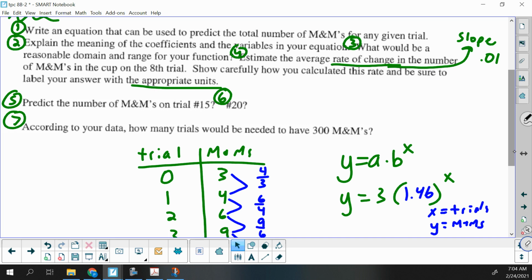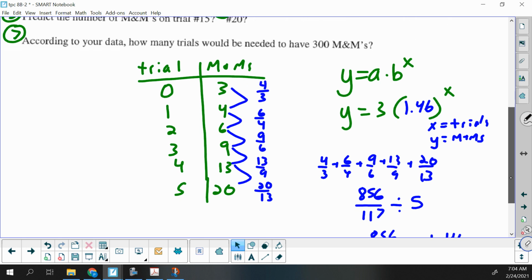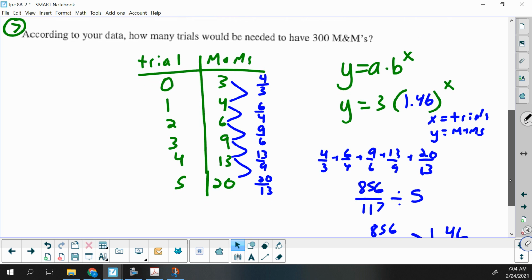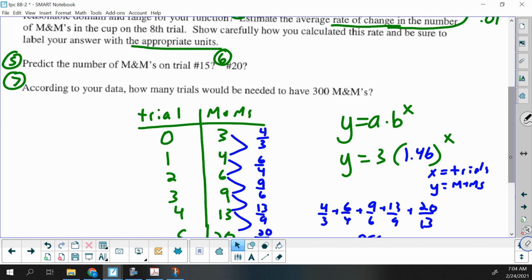So in Tuesday's video, we showed you how to find the equation by doing your successive ratios, y2 divided by the one before it, and then take the average of those. And we got 1.46. Now, I just want to talk about that 1.46, and let's talk about what theoretically that would have been.